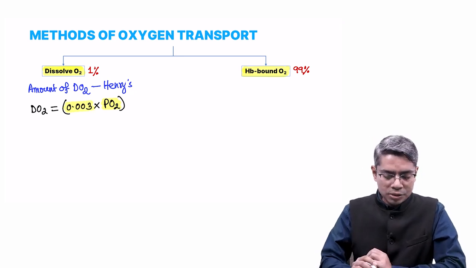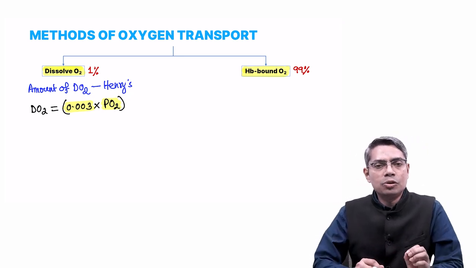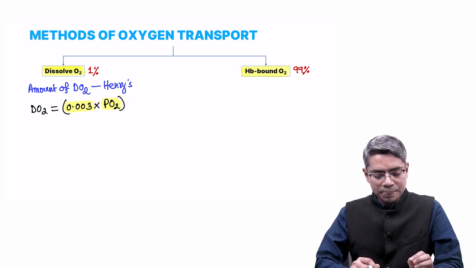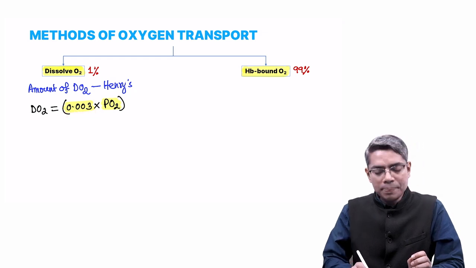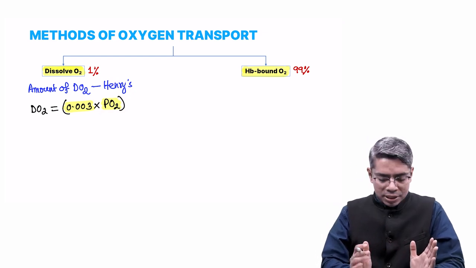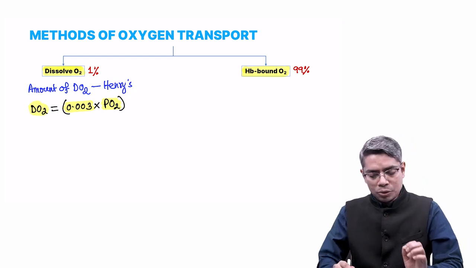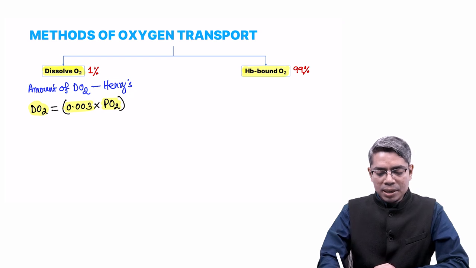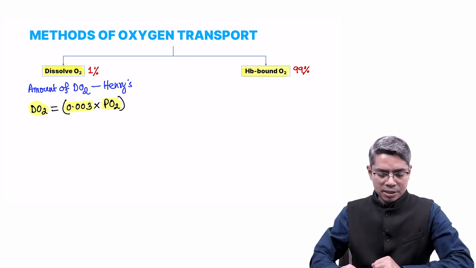So remember this formula: the partial pressure of oxygen multiplied by 0.003. What is this 0.003? It is a constant that depends on the solubility coefficient of oxygen. So this 0.003, the solubility coefficient of oxygen, multiplied by the partial pressure of oxygen in the blood gives you the total content of dissolved oxygen in the blood. So if you think of the arterial blood dissolved oxygen, think separately arterial blood dissolved oxygen and venous blood dissolved oxygen.